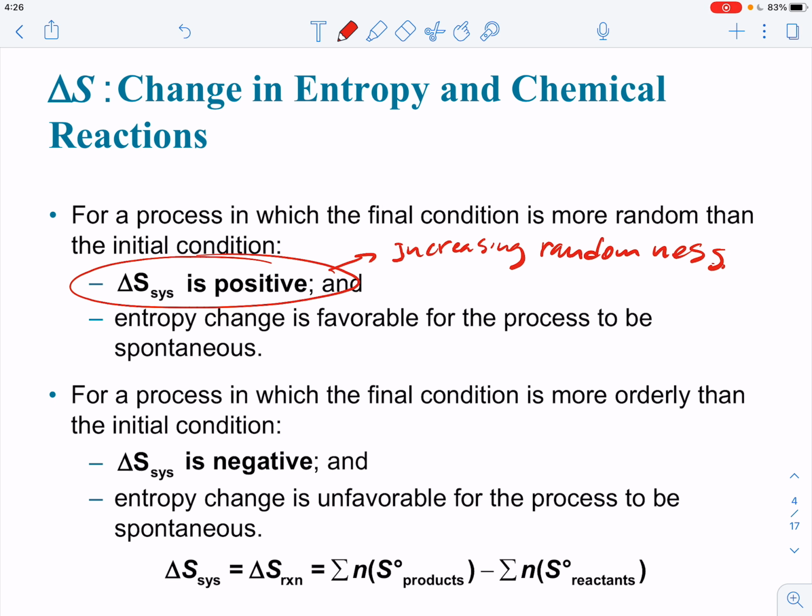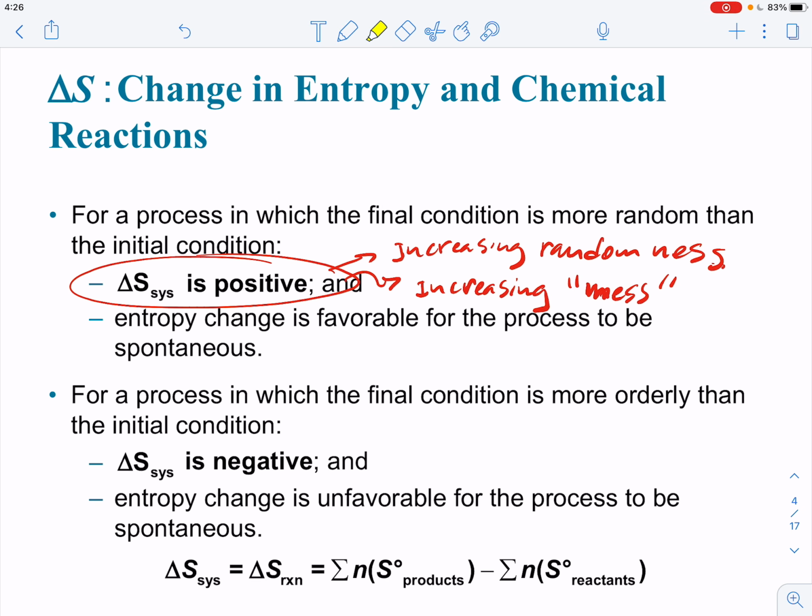Let's use something that might be more familiar, especially if you have children. It's not very scientific, but think of increasing the mess, making things more disorganized. That's basically an everyday life thing that you can relate to randomness. If you are increasing the disorganization level of your system, the delta S is going to be positive, and that's going to be a favorable process to be spontaneous.